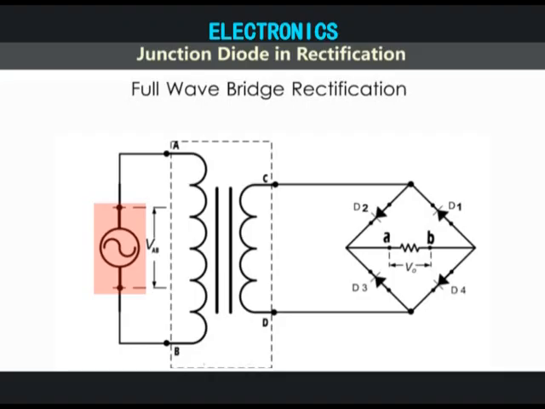When the AC supply is switched on, the alternating voltage VAB appears across the primary winding of the transformer. This high voltage VAB is reduced to a level suitable for the diode and the load. On the secondary winding, VCD is the voltage across points C and D.